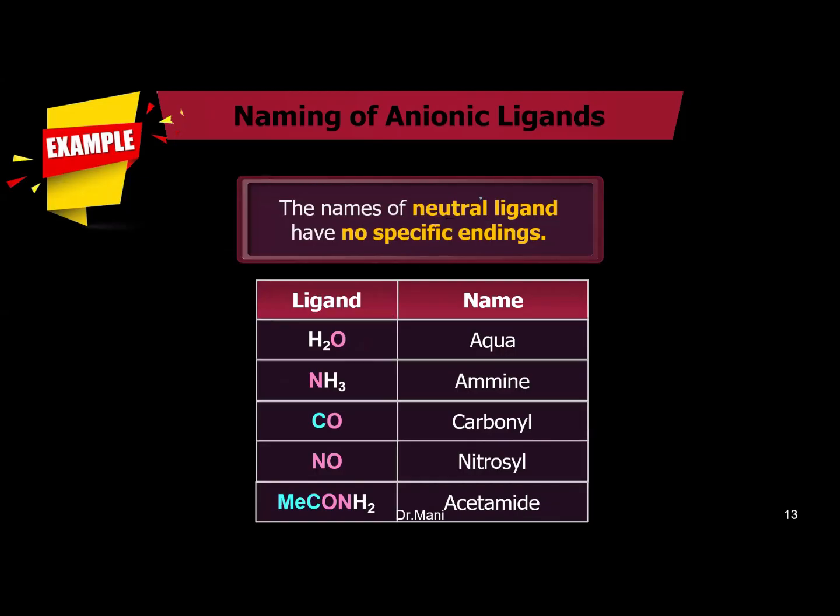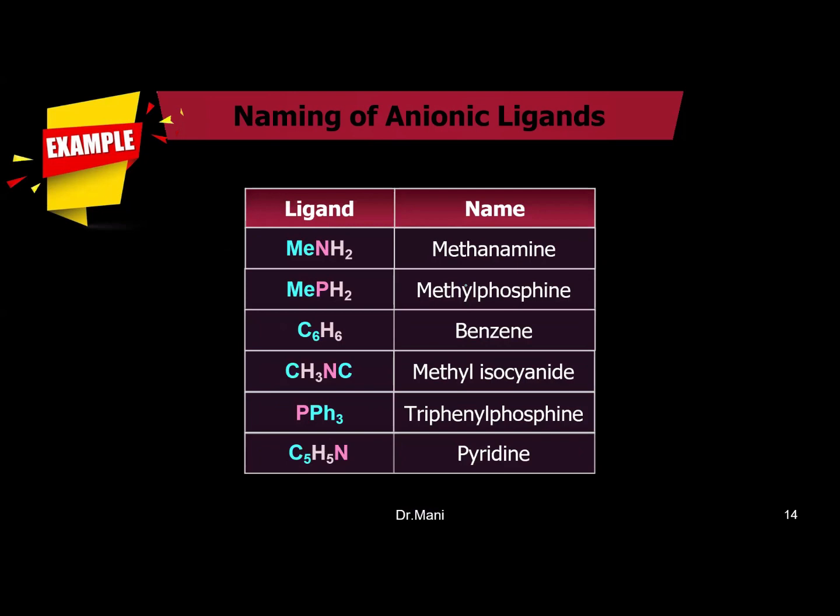Next one. For neutral ligands, we will not be giving any specific endings. For example, water, we are not giving any specific ending. Simply we say aqua, amine, carbonyl, nitrosyl, acetamide. We are not changing the ends. You can see here methanamine, methyl phosphine, benzene, methyl isocyanide, triphenyl phosphine, pyridine. You should know all these when you are naming. Suppose C6H5N, what should you give? Pyridine. PPh3, triphenyl phosphine; CH3NC, methyl isocyanide; benzene. So you should know it.